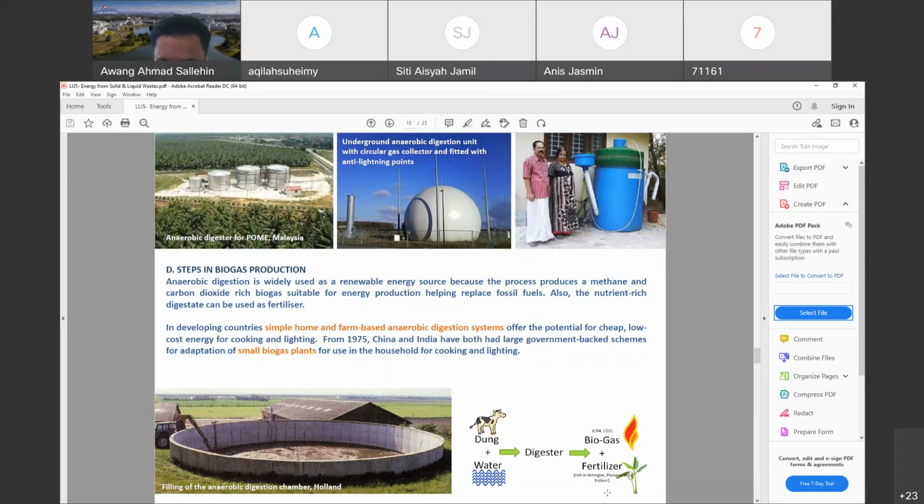From 1975, China and India both had large government backup schemes for the implementation and adaptation of small biogas plants for use in the household for cooking as well as lighting. Something similar to the natural gas tank that we have at home at the moment for you to do the cooking, for your mom to do the cooking. Yeah?